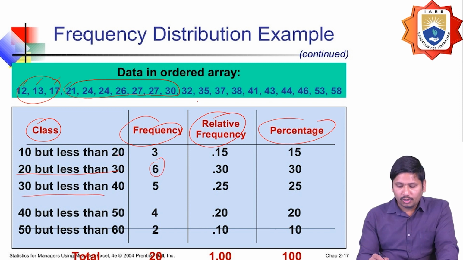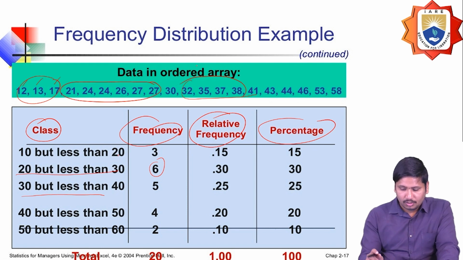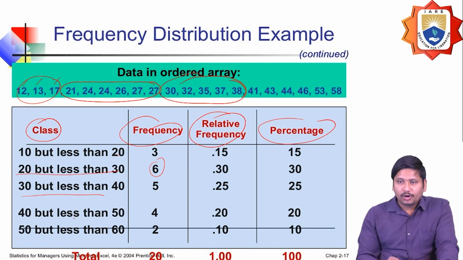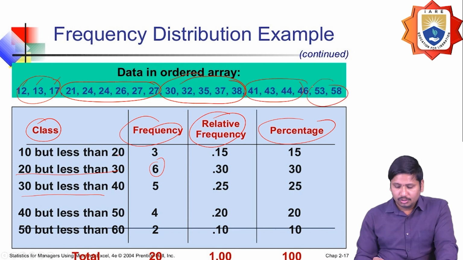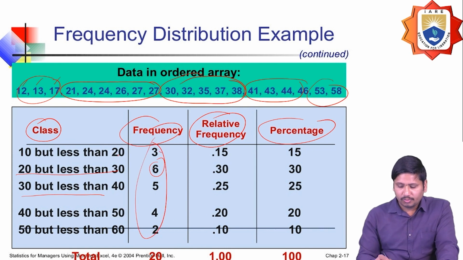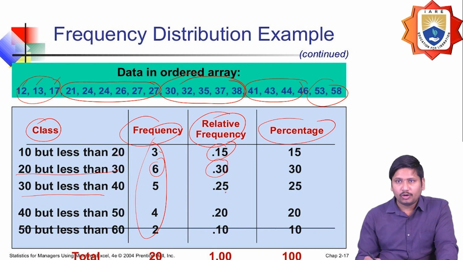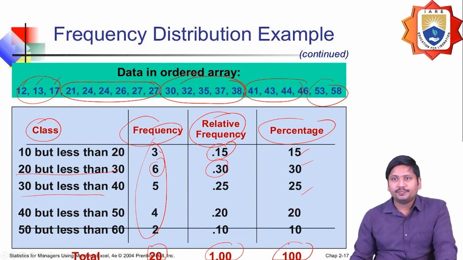And in between 30 and 40, 5 values. Similarly, 40 and 50, again 4. And 50 to 60, 2. So like this I can get the frequency values. For the relative frequency, I can get values like 0.15, 0.30, 0.25 as the relative frequency, and the percentage should be 15, 30, 25. So count the total frequency, relative frequency and then percentage.